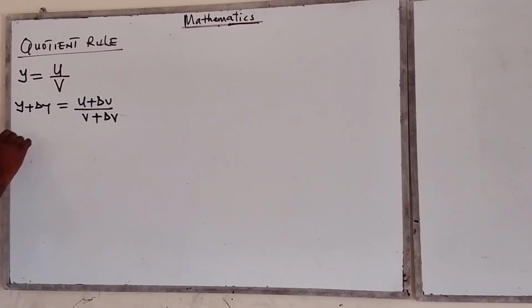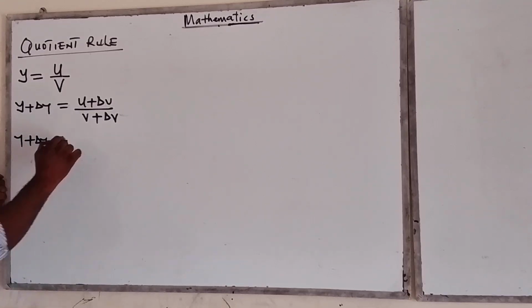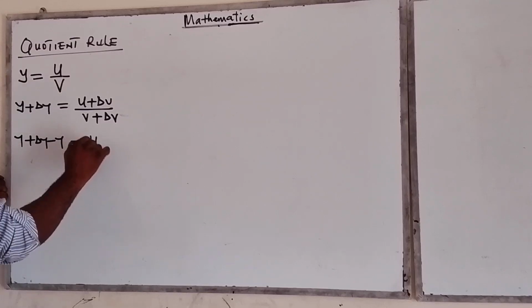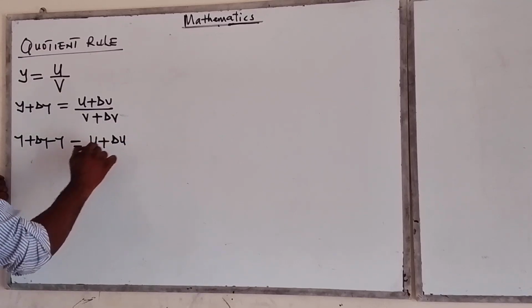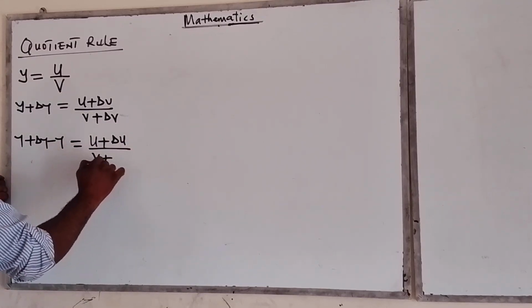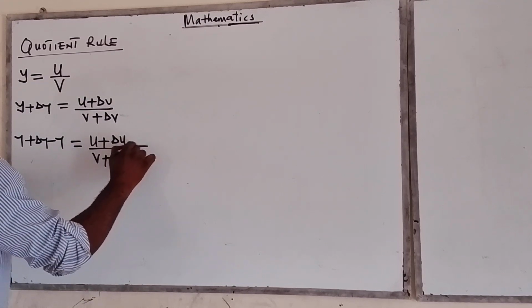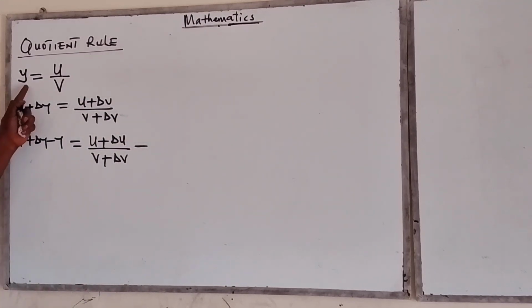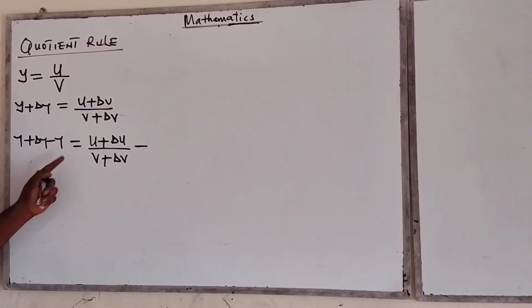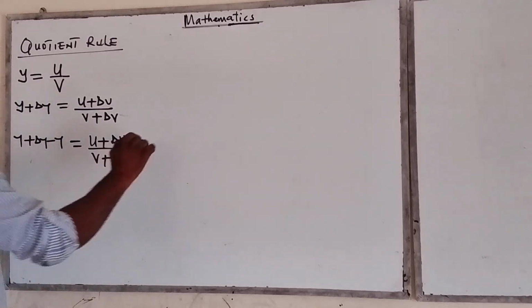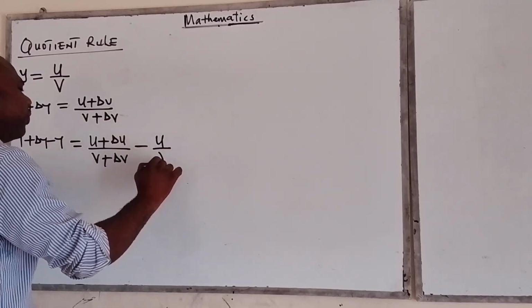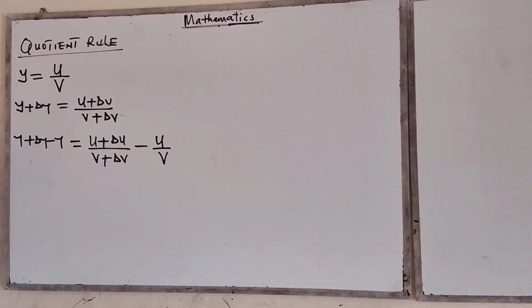Now let's look at y plus delta y minus y. It means here we'll have u plus delta u all over v plus delta v minus, now remember here we said y is equal to u all over v. So since we are subtracting y from the left hand side, it means here we are subtracting u all over v from the right hand side. So y minus y will leave us with delta y.